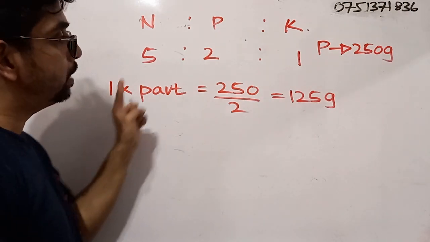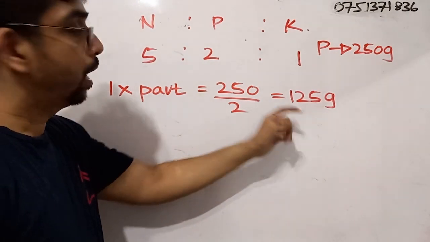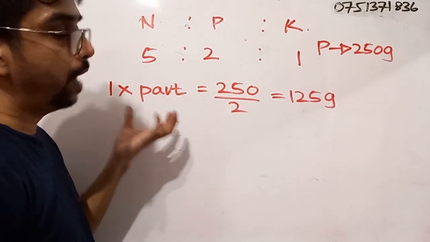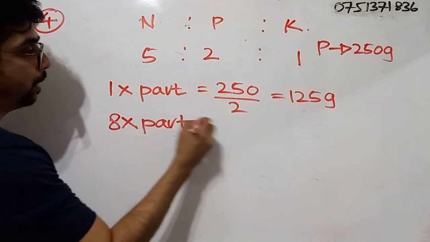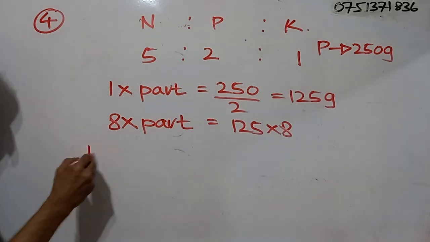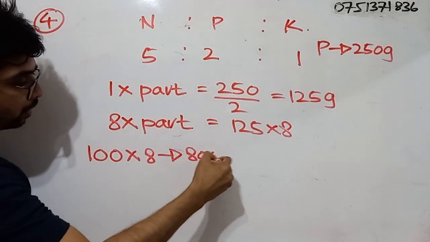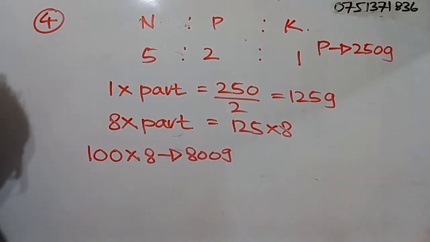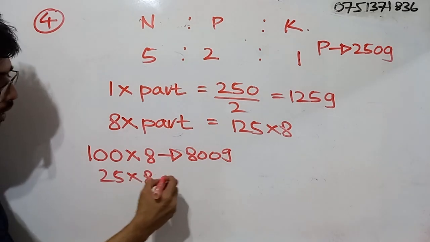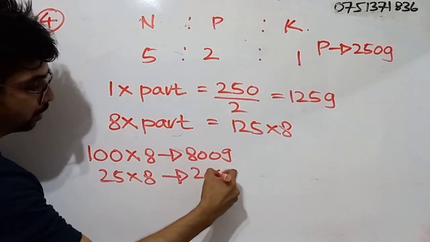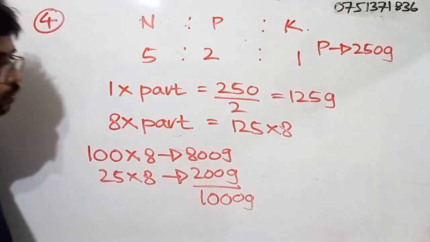If 1 part is equal to 125 grams, what is the value of 8 parts? How do we calculate it? Take 8 and multiply it by 125. So 100 into 8, what is that? 800 grams. 25 into 8, we know that is 200 grams. When we add these two together, we get 1000 grams.